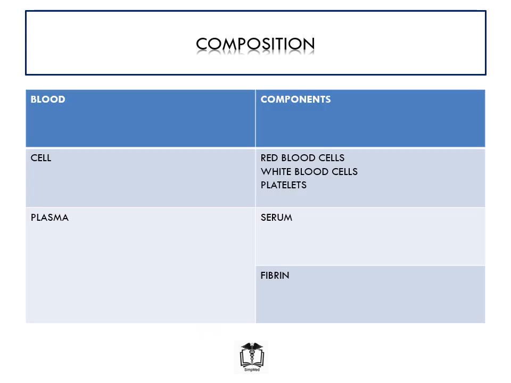Remember that the cellular aspect of blood is made up of three major types of cells: red blood cells, white blood cells, and platelets. And in the case of the extracellular matrix, also called plasma, plasma is composed of two parts. We have serum and fibrin. Serum is the fluid aspect of plasma that is without fibrin. Fibrin is a proteinous structure within plasma, separate from serum, usually involved in the process of clotting.